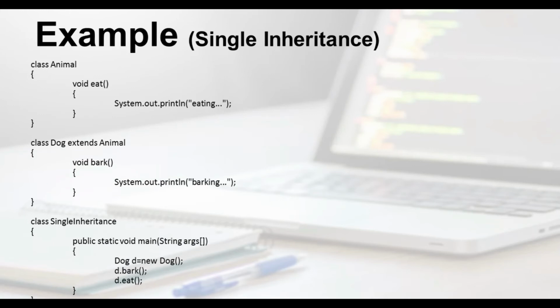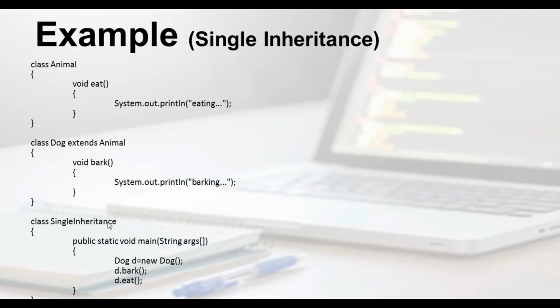So let's create the object of class Dog. That is Dog d is equal to new Dog. Means I have created the object of Dog class which is present over here. Means through this object I can access this method, that is bark, that is d dot bark, but through this object d I can access the eat method also, because it extends Animal.